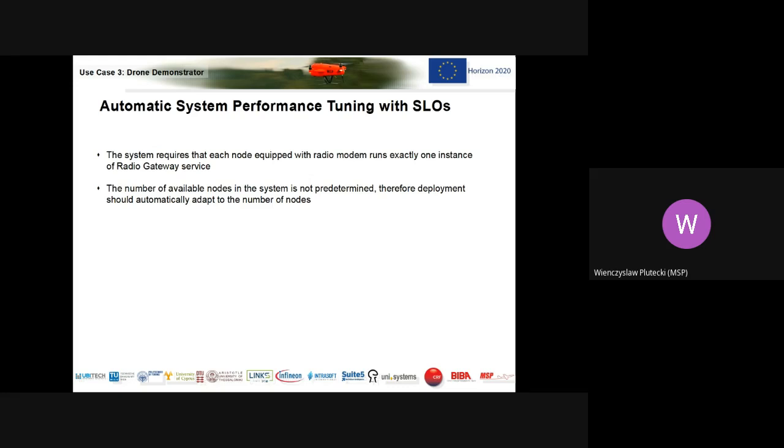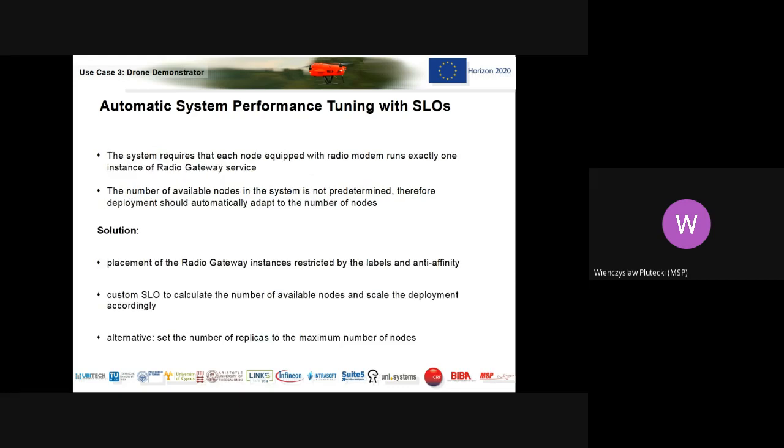So we would like the system to spread these instances to all available nodes, but this number should be determined automatically. And there is also a solution for this. We can write a custom SLO that will calculate the number of nodes and scale the deployment accordingly. Of course, we also need to use labels and anti-affinity rules, to ensure that there is exactly one instance of radio gateway on every node.